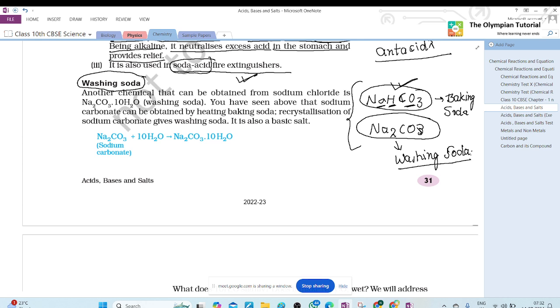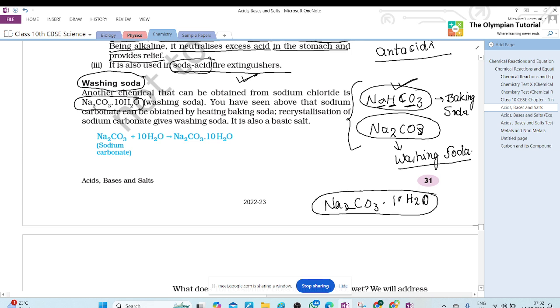Apply your trick which I faced, I told you. So students, another chemical from sodium chloride is Na2CO3 dot 10H2O. Have you ever observed this? Actually, it is 10 molecules of water. Students, this type of water which is not reacting with the salt, but is present there, is known as water of crystallization. Are you okay with it?